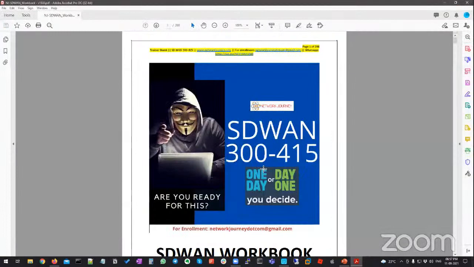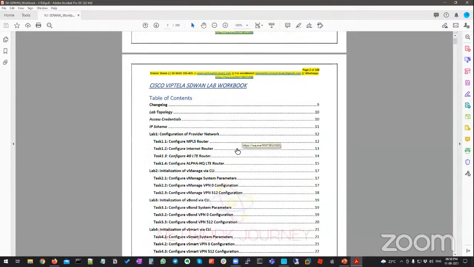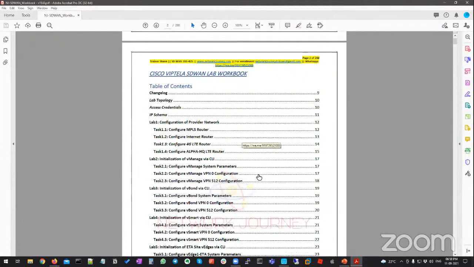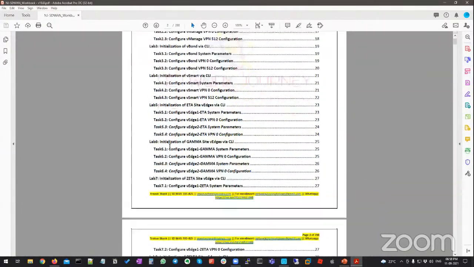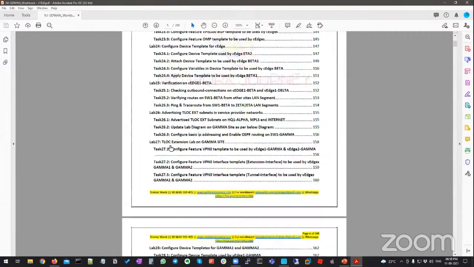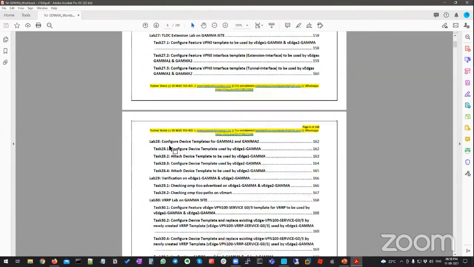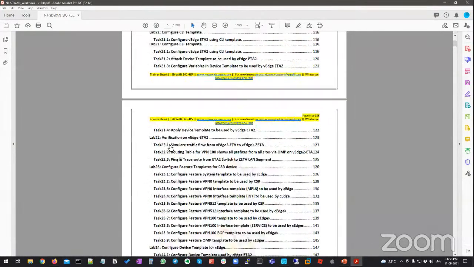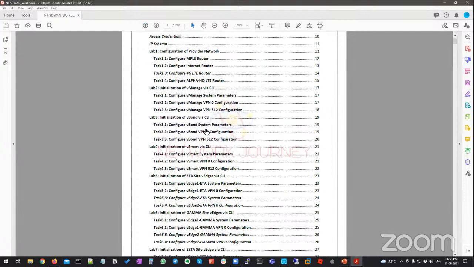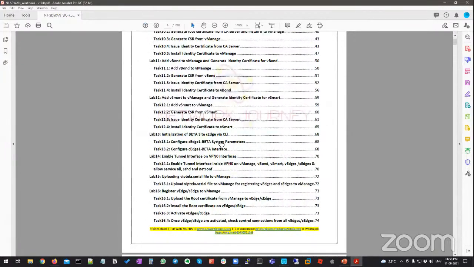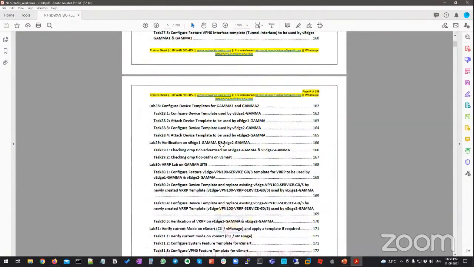So again, if you're able to see my screen, this is a lab workbook for SD-WAN. We already have complete lab workbooks created for SD-WAN, ACI, Nexus, all. So this is a lab book for SD-WAN where you can see, if I show you the table of contents, it's around 40 labs, which consist of around 200 tasks. It starts from the very basics, from scratch, like how to configure your provider network, your vManage, vBond, vSmart from scratch, and goes to the advanced level, with your templates, policies, all that stuff.